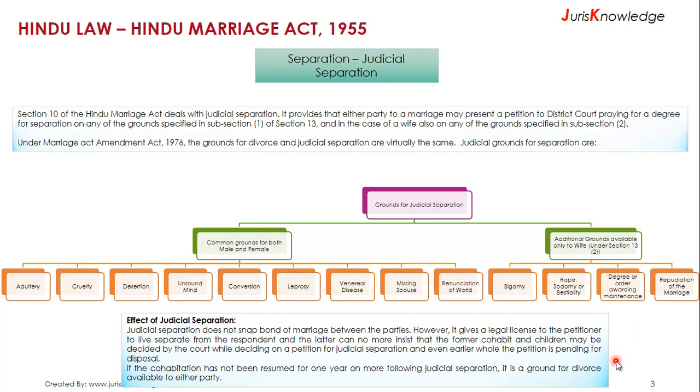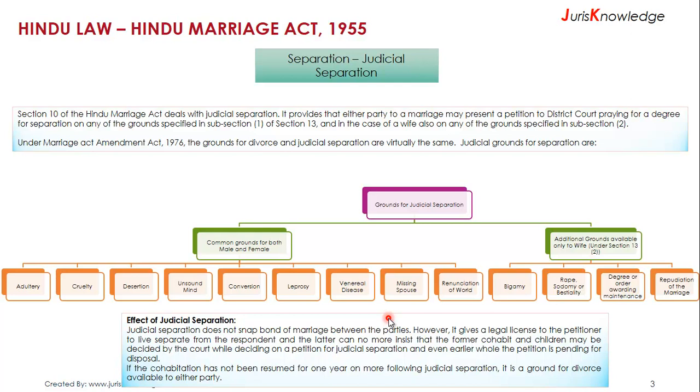Effect of the judicial separation. I mean, judicial separation does not snap the bond of marriage between the parties. However, it gives a legal license to the petitioner to live separate from the respondent, and the latter can no more insist that the former cohabit. Custody of children may be decided by the court while deciding on a petition for judicial separation, and even earlier, while the petition is pending for disposal.